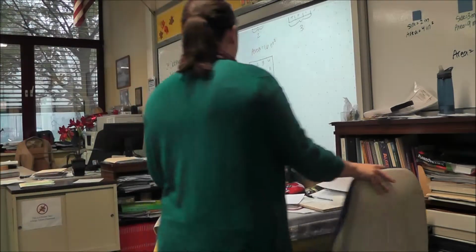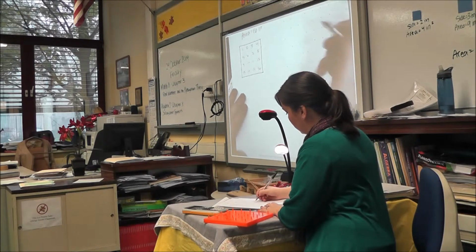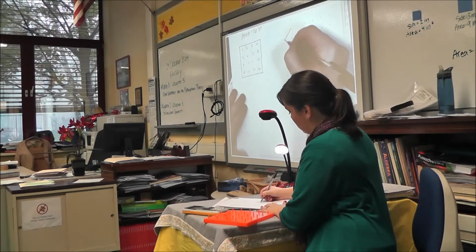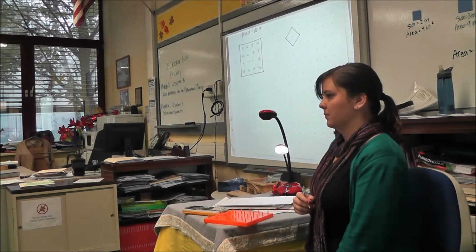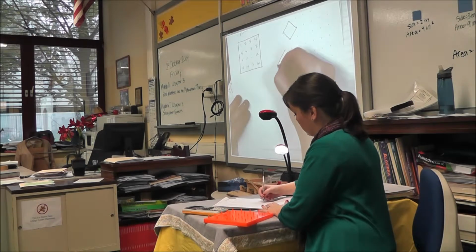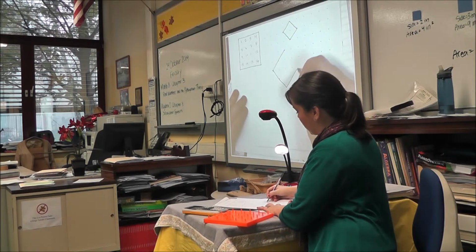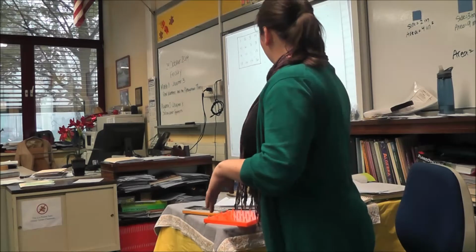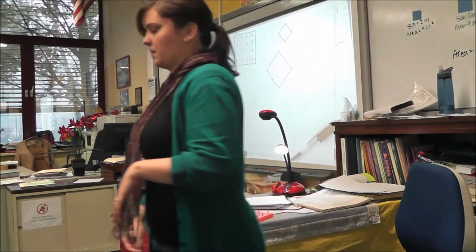I'm going to give you a hint. What if I draw squares diagonally? Is that still a square? What do you think the area of this square is? 9. Okay, write it down. Draw this one and find the area of that square.